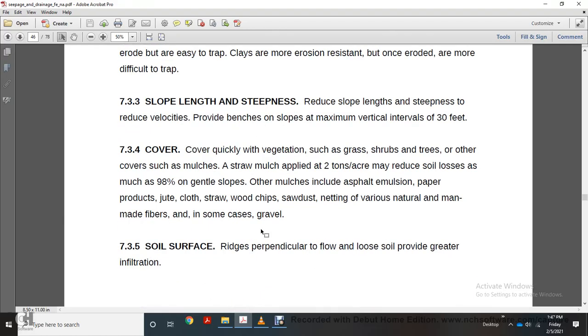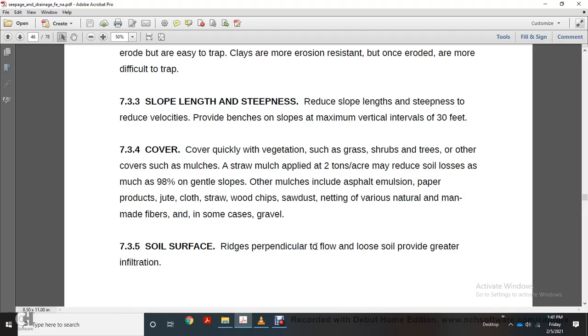Cover quickly with vegetation such as grass, shrubs, and trees, or with other coverage such as mulch and straw. Mulch applied at 2 tons per acre may reduce soil losses by as much as 98% on a general slope. Other mulches include asphalt emulsion, paper products, burlap cloth, straw, wood chips, sawdust, netting of various natures, man-made fibers, and in some cases gravel.